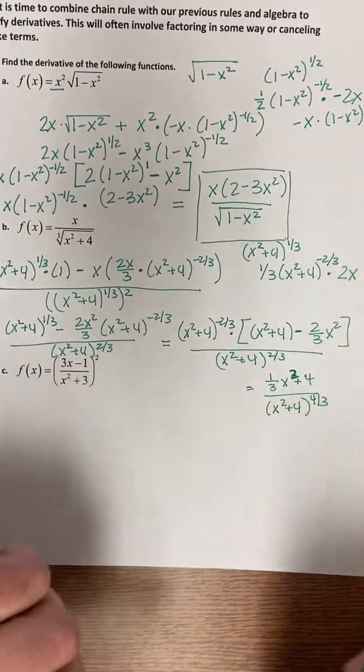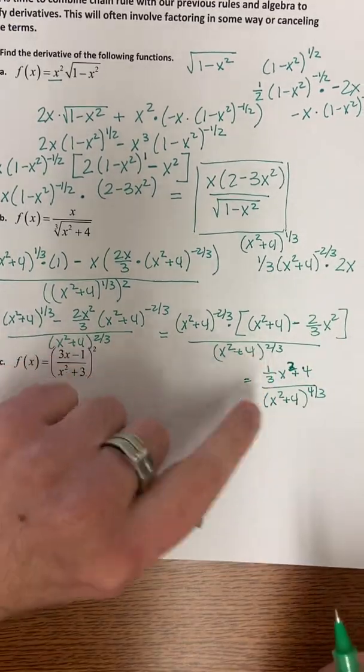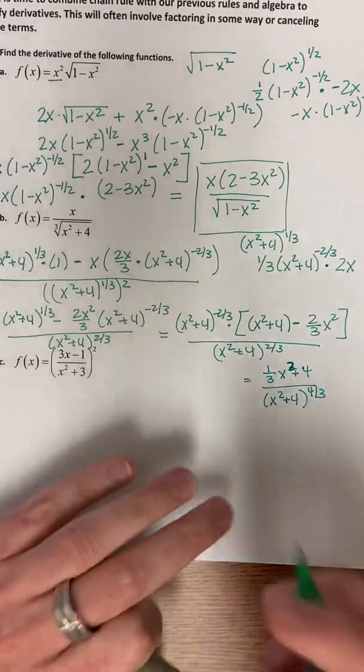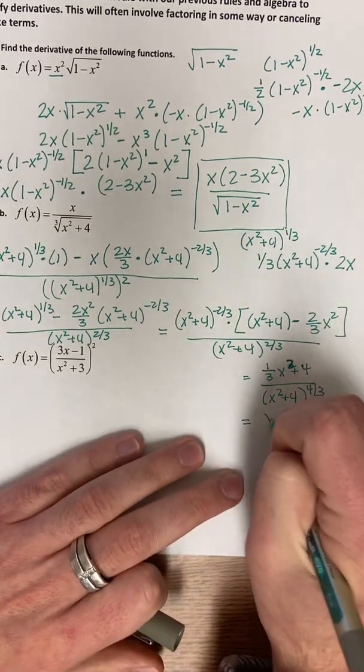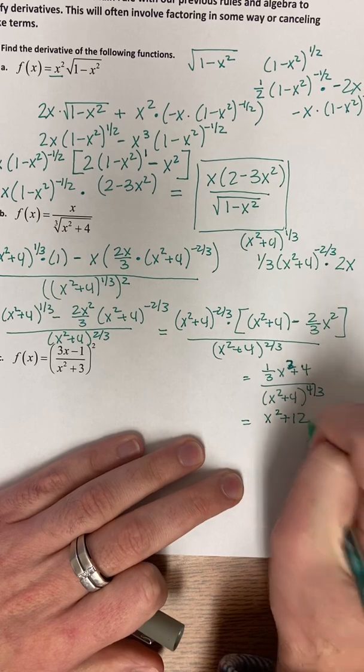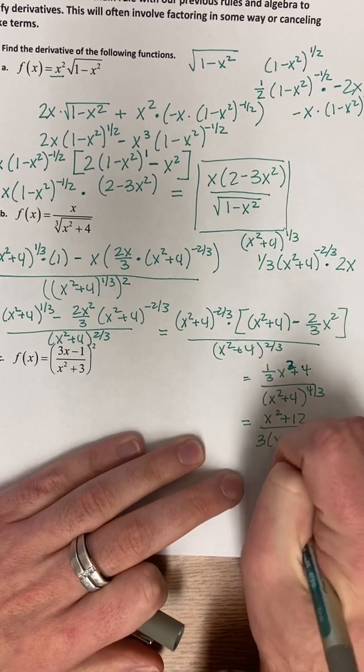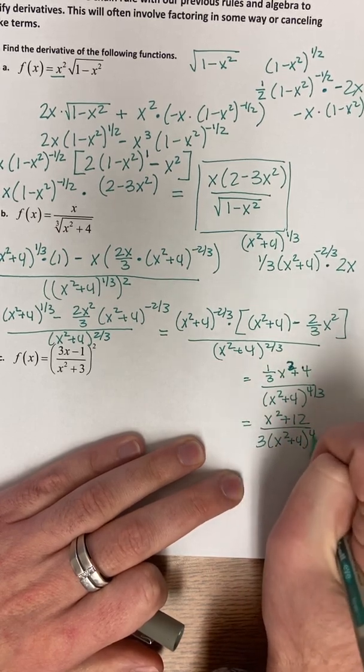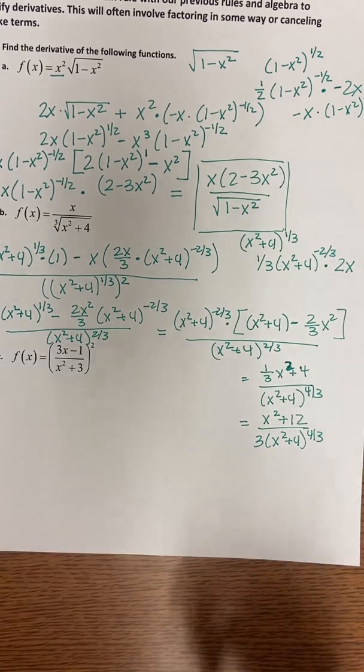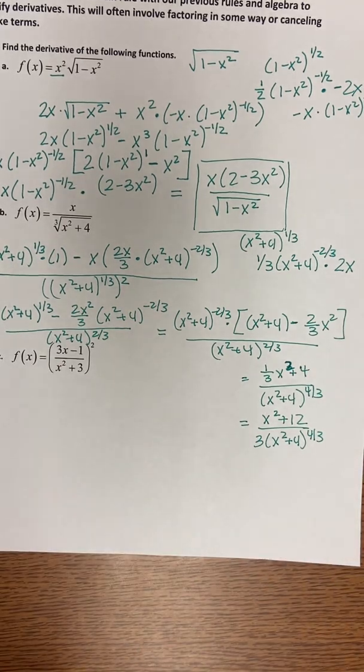We can see how maybe this would be easier. We can move the 3 down and multiply by 3 as well. Another way we can do this is call this x squared plus 12 over 3 times (x squared plus 4) to the 4/3. But either way, it demonstrates the power of the chain rule, but also the complexity that comes along with it.